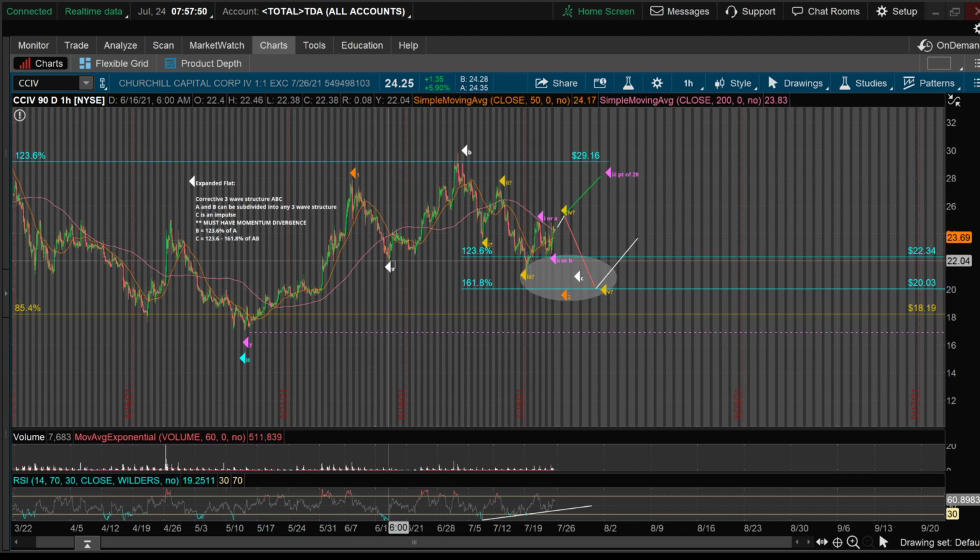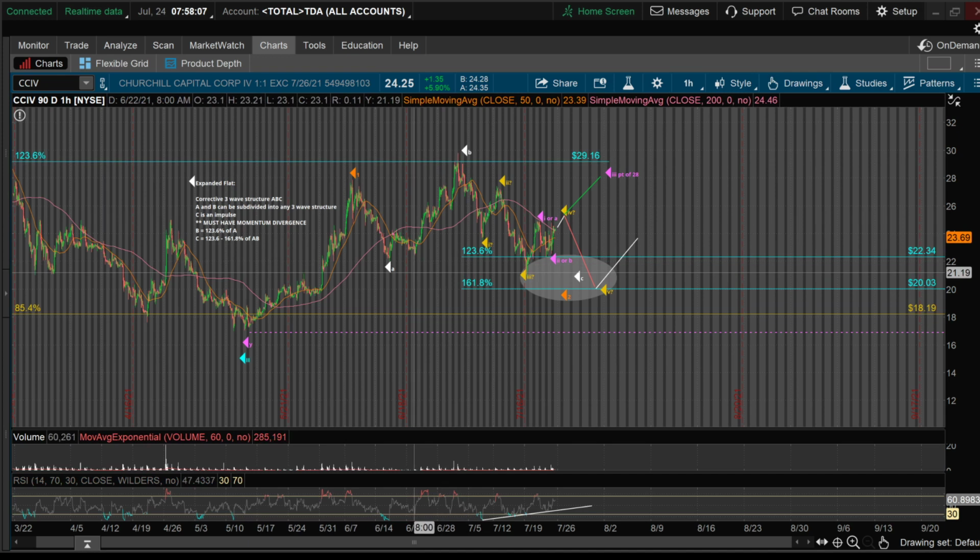When you take your extension, start down here, go to the top, and then pull back and extend it from down here. And that will show your projection up here of 123.6. So you can see our wave B basically went right to there. It went a little bit above it, but basically it went right there. So we're saying, hey, that does look like a valid B. So now we're looking for our wave C.